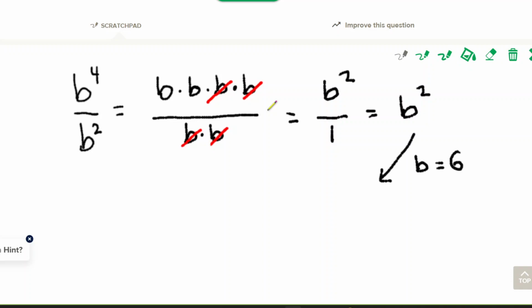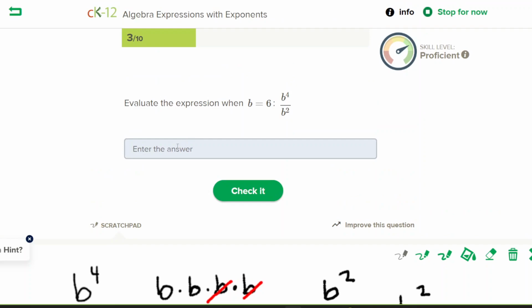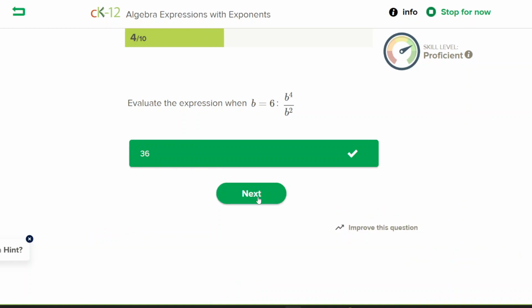I know my 6 and my b's look pretty similar, but this just ends up being 6 to the second power, which is 6 times 6, or 36, right? So that's the value of that expression after simplifying, 36. So I'll enter that, 36. Check it out. Wonderful.